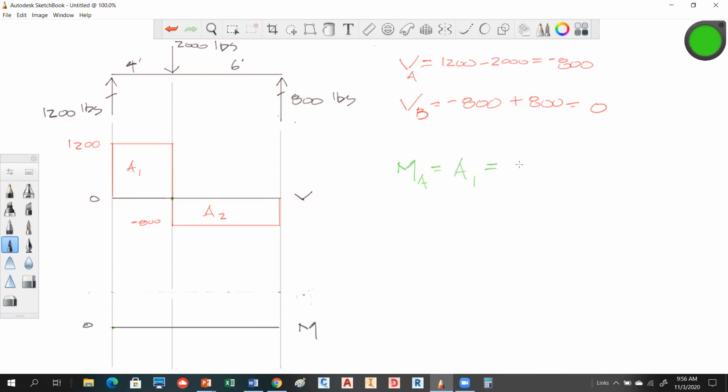So the area of 1 is going to be 1,200 times 4 feet. That gives us what? Plus 4,800. Is that what you guys get? Yep. And that would be foot-pounds.